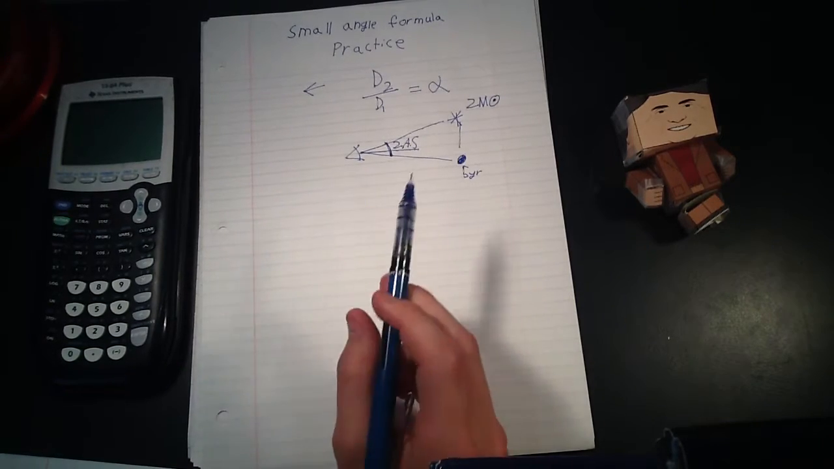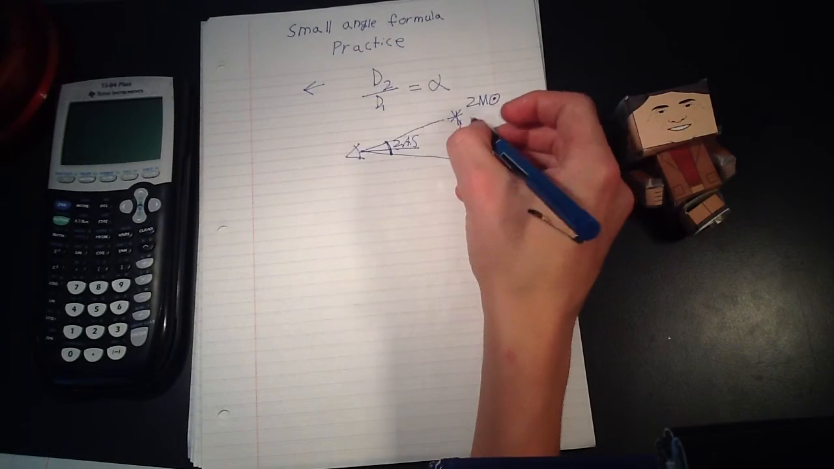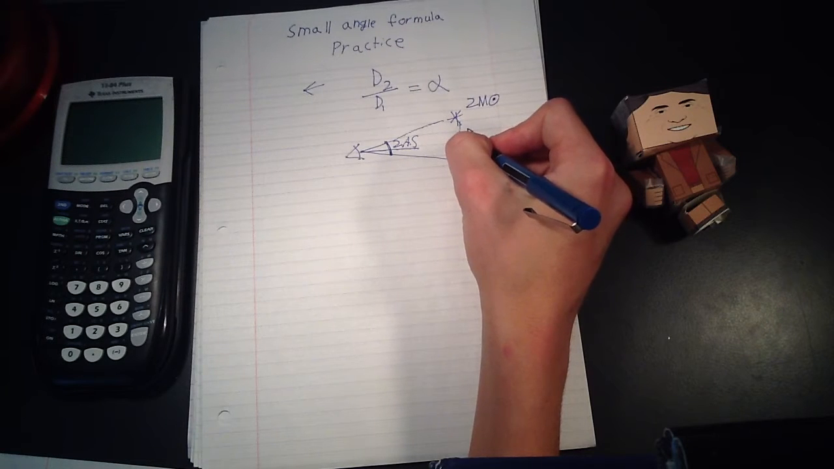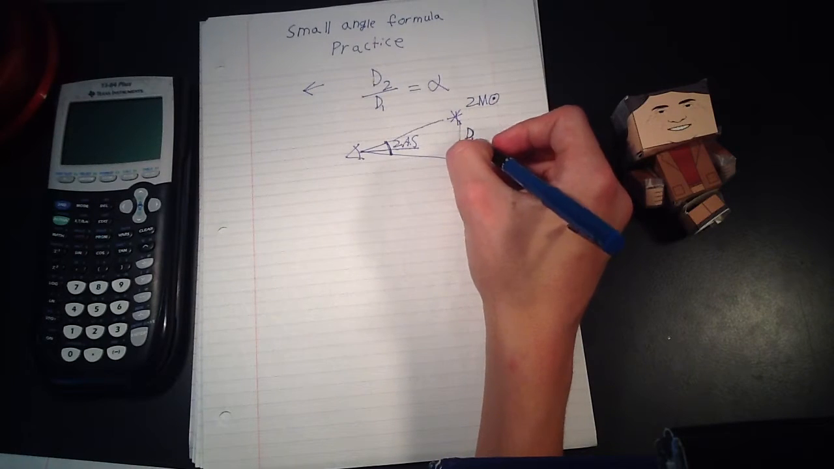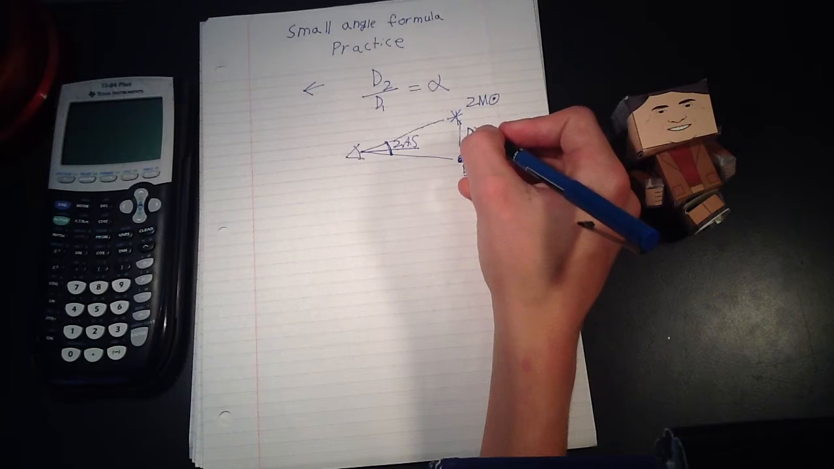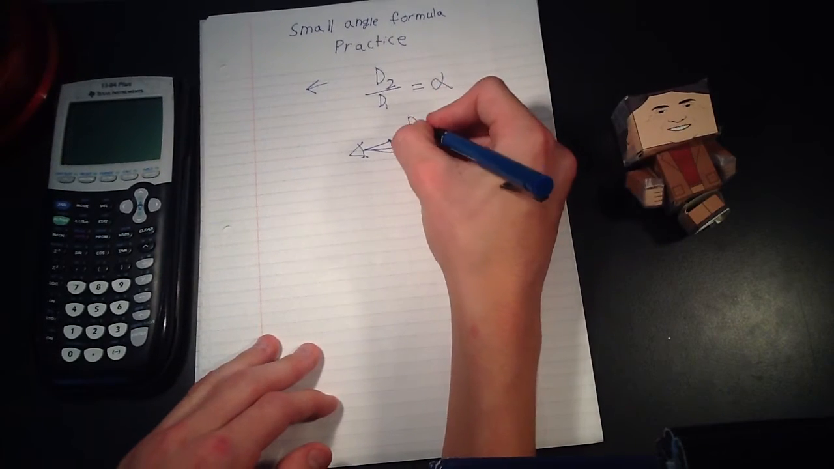This is what we need to do: find the distance between the star and the planet. That's D2. My bad, yeah, it's D2. And this is D1.